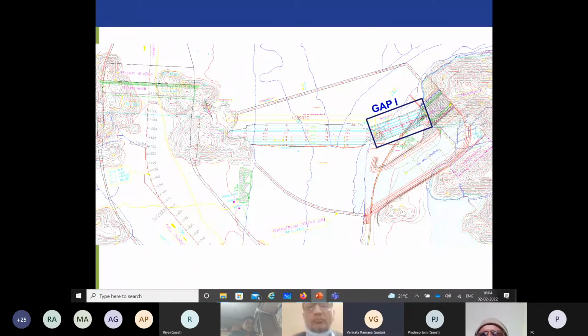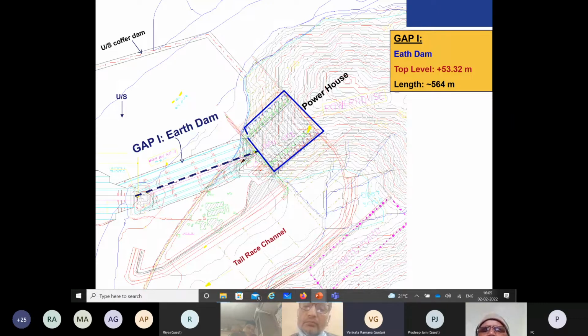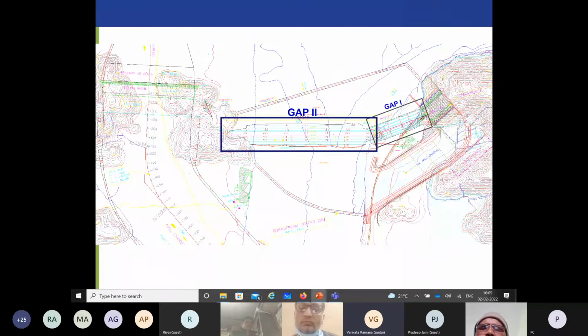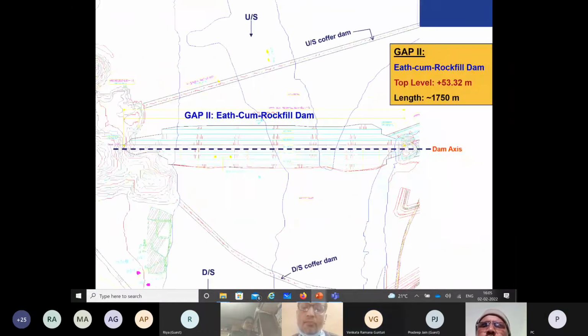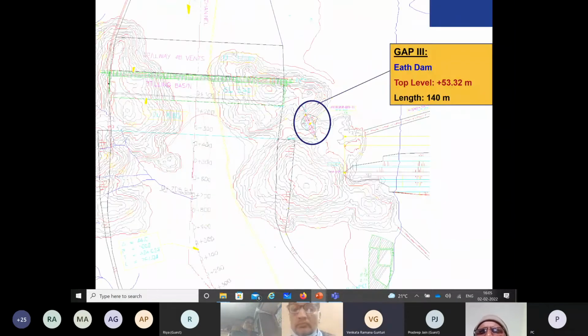The dam is basically divided into gap 1, gap 2, and gap 3 for the purpose of nomenclature. This is your dam section. The gap 1 dam is between 2 hillocks, and the length is about half a kilometer. Gap 2, which is the main portion of the dam covering across the width, is about 1.75 kilometers. Gap 3 is only about 100 to 150 meters. And there was a debate on trying to make an earth dam or a concrete gravity dam.